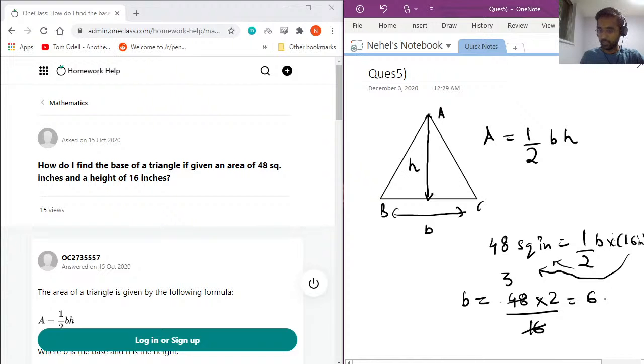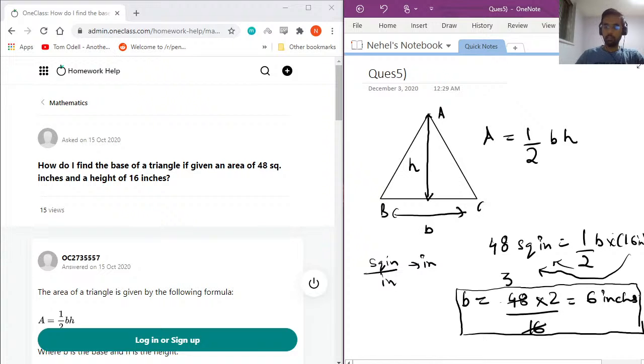It's important to note that 6 is the correct answer numerically, but we need to identify the units as well. Since we were given the area in square inches and the height in inches, when we divide square inches by inches, we will be left with inches. So the answer is 6 inches. It's very important to specify the units, otherwise we might get our marks deducted or the answer might be considered incomplete. Another way of writing inches is to say it is equal to 6 and then write this 2 marks on top.